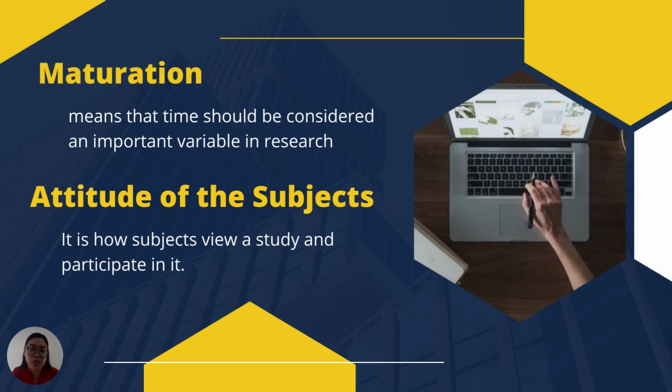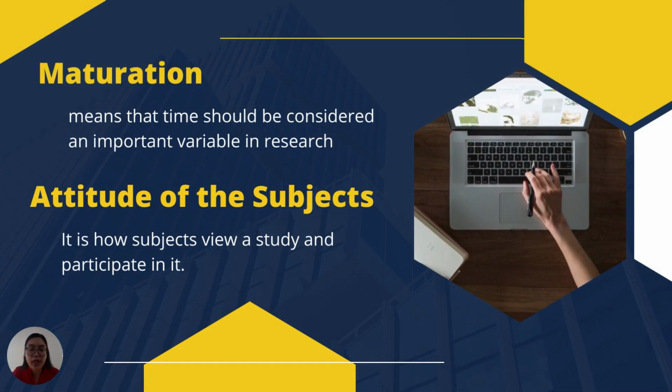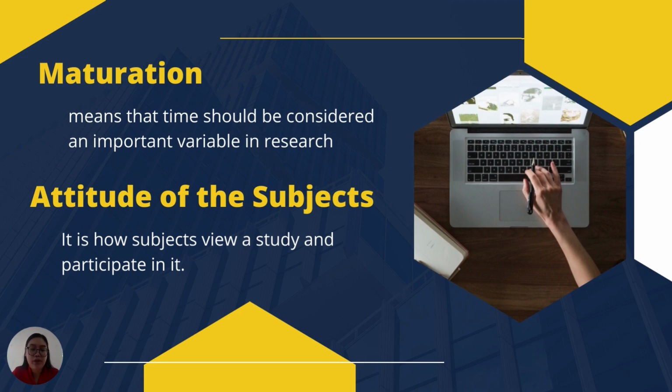Seventh is the maturation. This means that time should be considered an important variable in research. So your participants become older and went through a biological time change in the course of your research. So for example, your participants are new to their job. Then after a few months, they become better at their job. So when you conduct another research, maybe the job satisfaction may improve. So the results may be different from the first one.